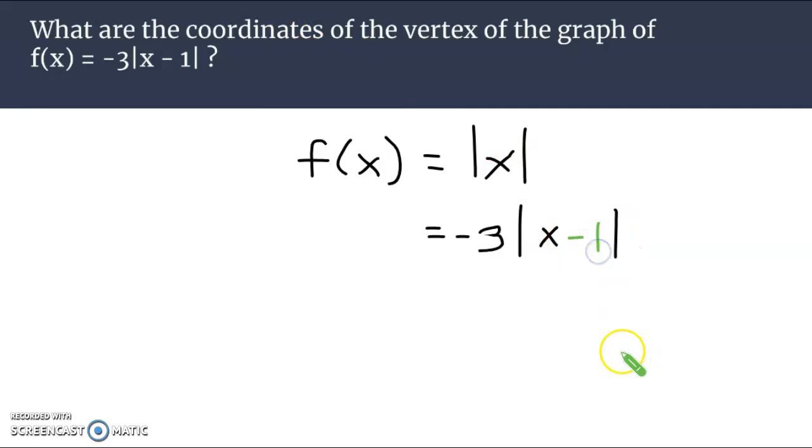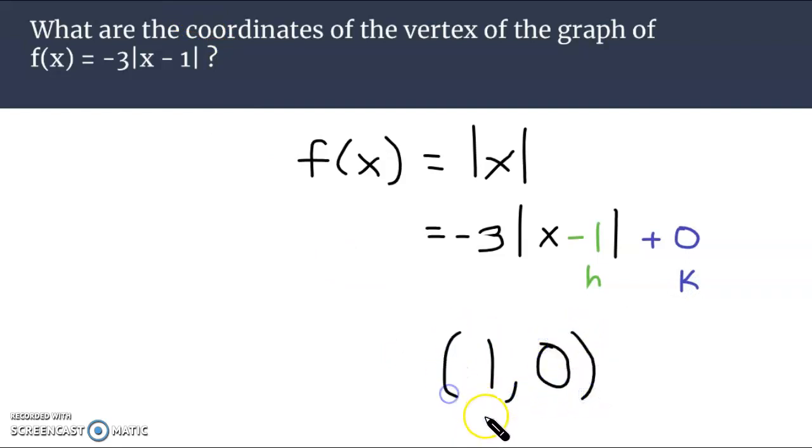So we know the h number is that 1 there. That's going to be part of the vertex. But then I don't see a k, and if you don't see a k, the number's there. Just the number that means nothing, 0. So there's our k. HK is 1, 0. And of course you can always verify this on Desmos.